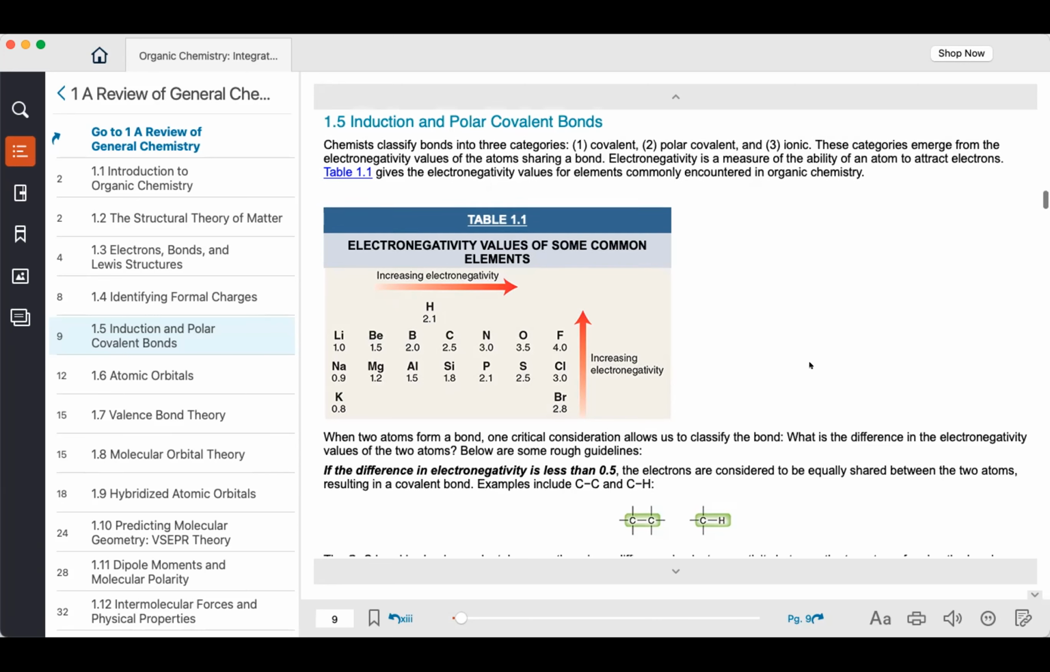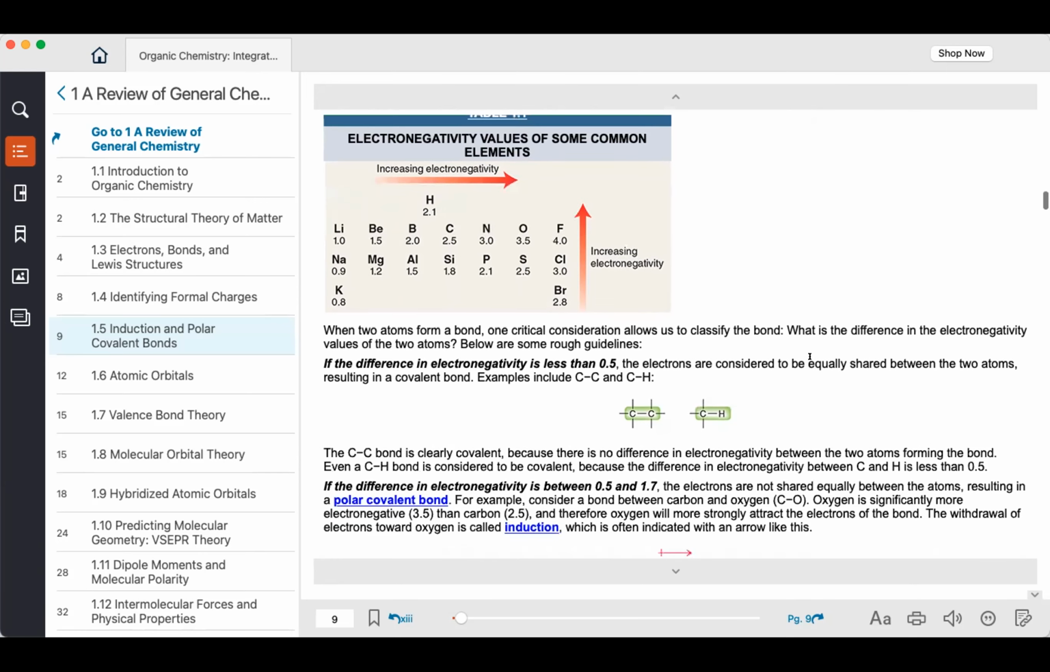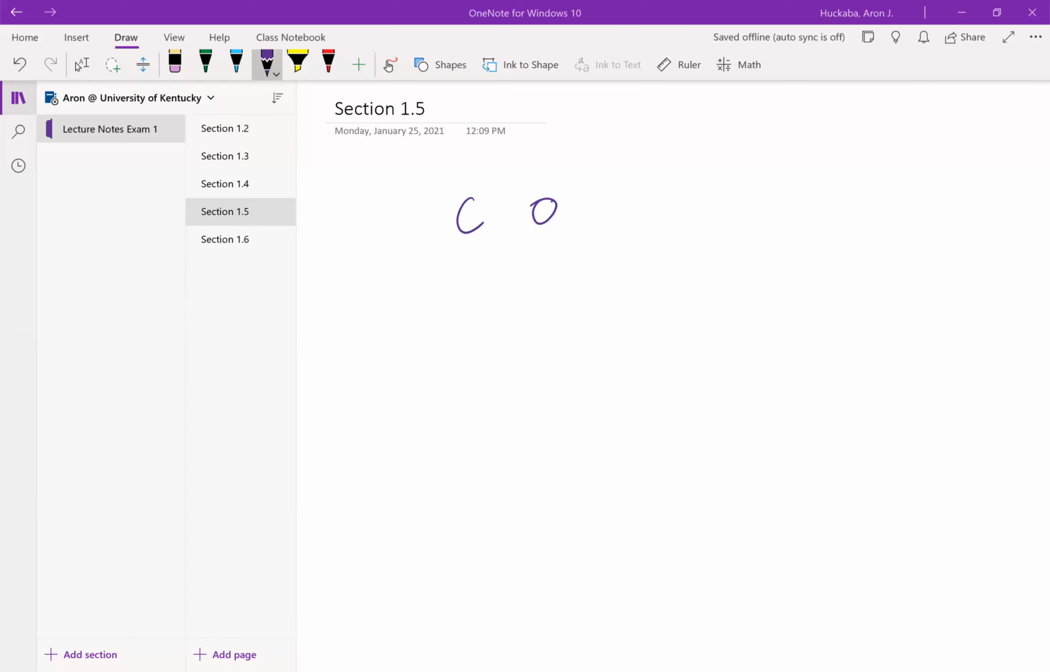If the difference is around 1, between 0.5 and 1.7, we call this a polar covalent bond, and there's a significant dipole that is introduced on the two atoms just by nature of electronegativity differences. To show this, we can look here at my tablet, and we can look at the bond between carbon and oxygen.